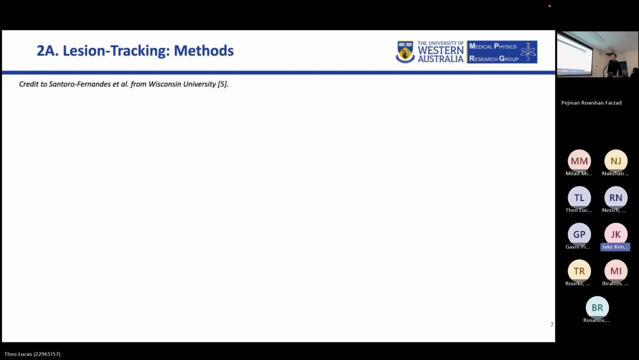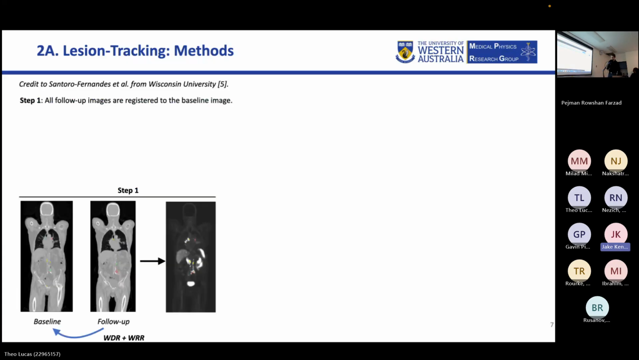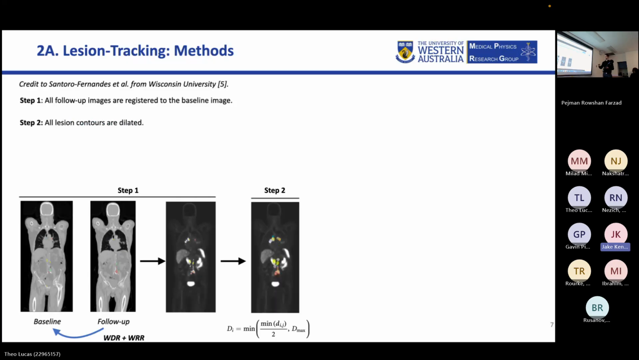Right, so quick methodology of the actual algorithm used. All credit to the group in Wisconsin whose method I basically emulated and modified slightly, and I'll tell you where I modified it. In the first step, we co-registered the follow-up scan to the baseline scan in order to bring the 2 segmentation maps onto one common plane, as we see on the PET scan there. And then these 2 overlaid segmentation maps were dilated. What this means is increased in size, essentially.